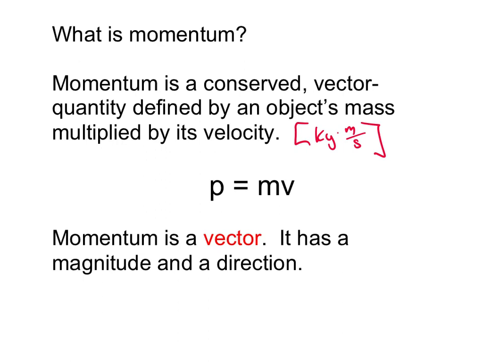Now, one of the most important things about momentum is that it's a vector, which means that it has both a magnitude and a direction. Very important that we take note of the fact that it also has a direction, unlike energy, which is just a scalar, so energy only has a magnitude.